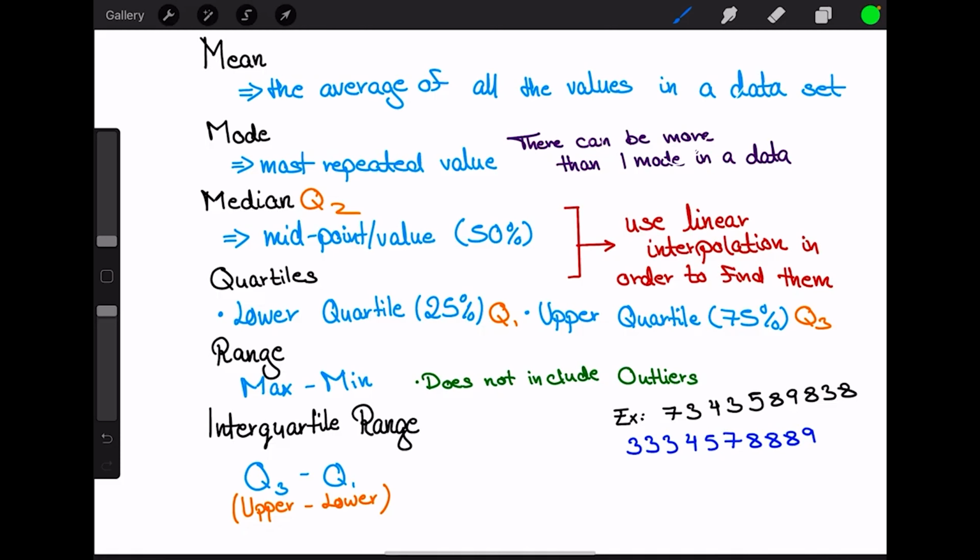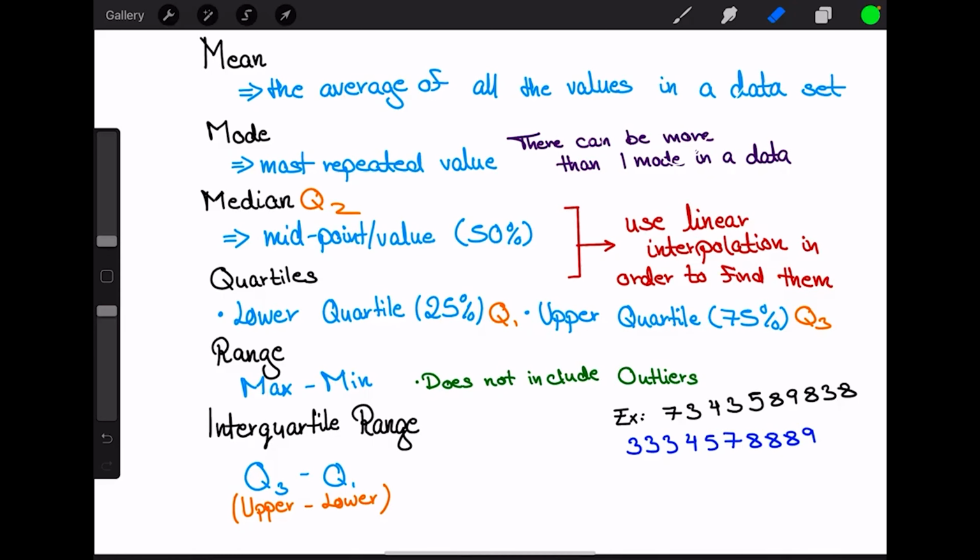Hey everybody, for today's video, I'll be going over the measures of central tendency, which is your mean, mode, and median, as well as the quartiles and the two ranges. Starting off with your mean, it is the average of all the values in a data set. You can calculate this by adding up all the values and dividing it by the total number of values, or insert it all into your calculator under the statistics function and calculate it through there.